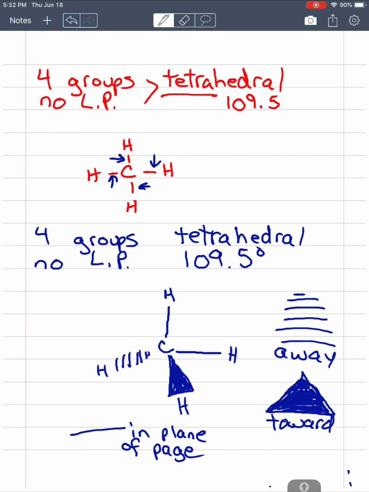So you may have some questions. Given a wedge and dash structure, somebody might identify this hydrogen and say, well, is it going into the page, out of the page, or in the plane of the paper? And the answer would be into the page.